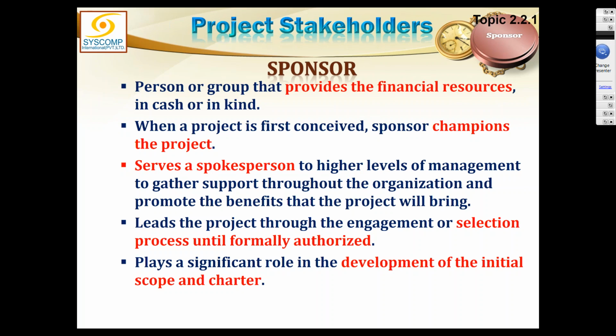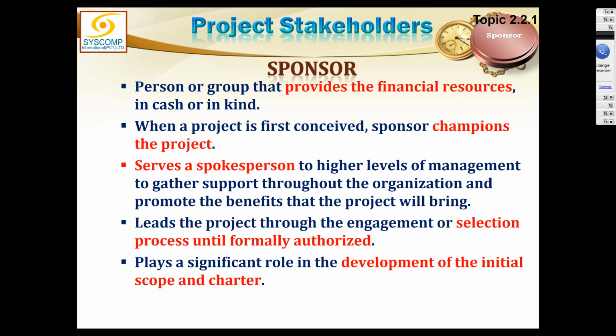He leads the project through the engagement or selection process until formally authorized. What that means is that this person, the sponsor, before the project team is mobilized, before even the project manager is on board, he is alone and he creates the reason for the project.